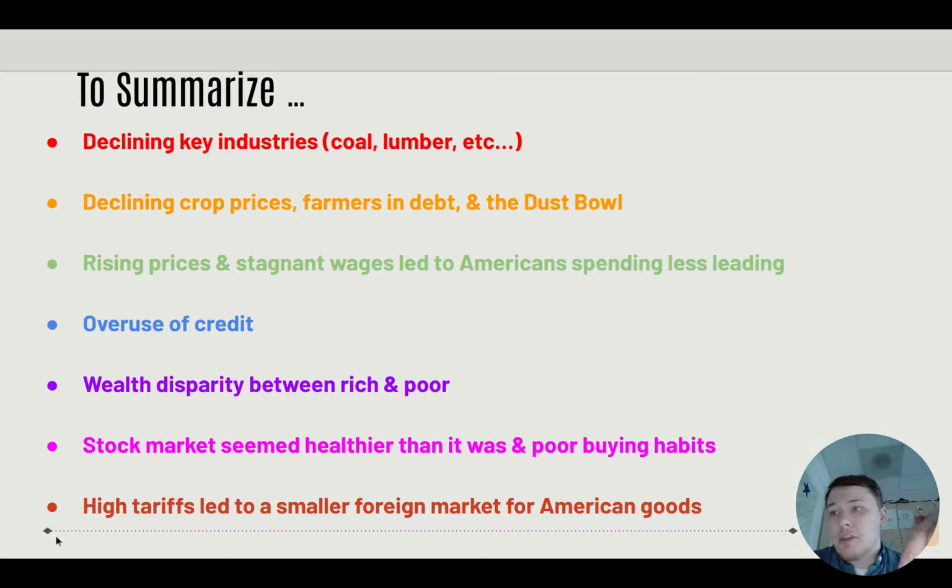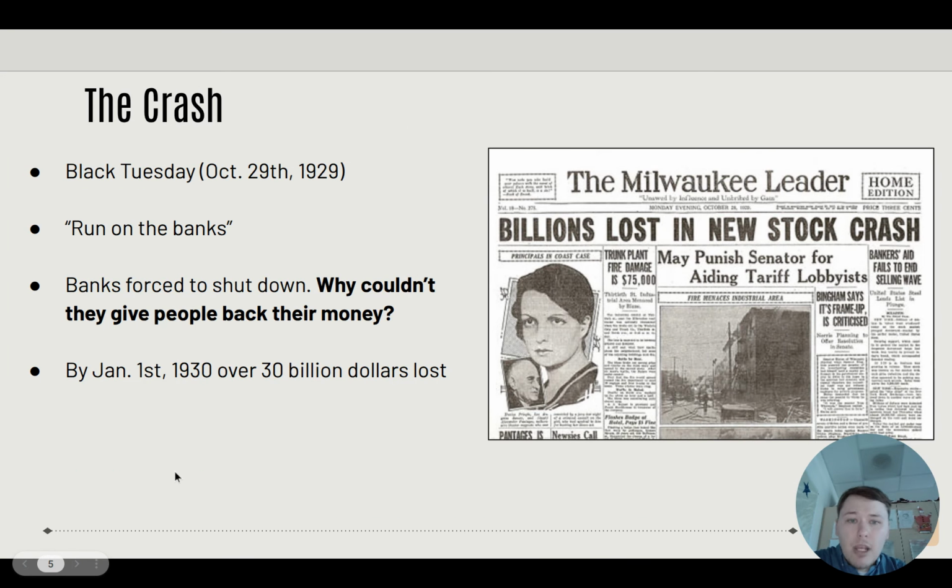But the problem with that was that all of these tariffs, then, when the American economy collapsed, there was nobody else they could turn to offset some of the problems. Anyways, we're not getting into huge detail here. But what happened? So, October 29th, 1929, it becomes known as Black Tuesday.